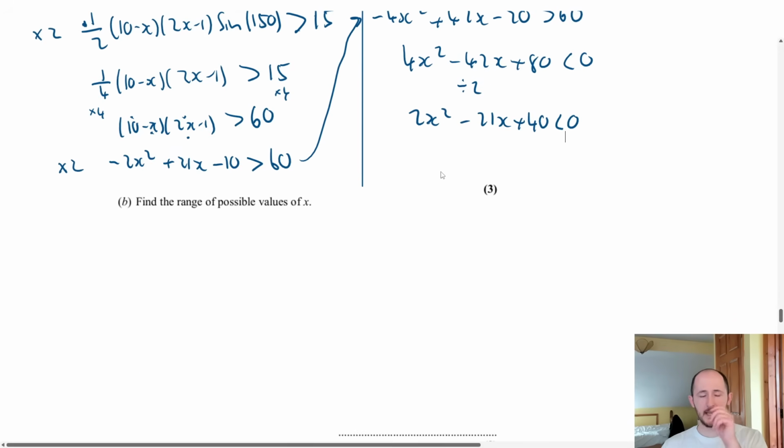Now here what you want to do is either factorize, use the quadratic formula, whatever it takes to work out your actual values where it equals to x.